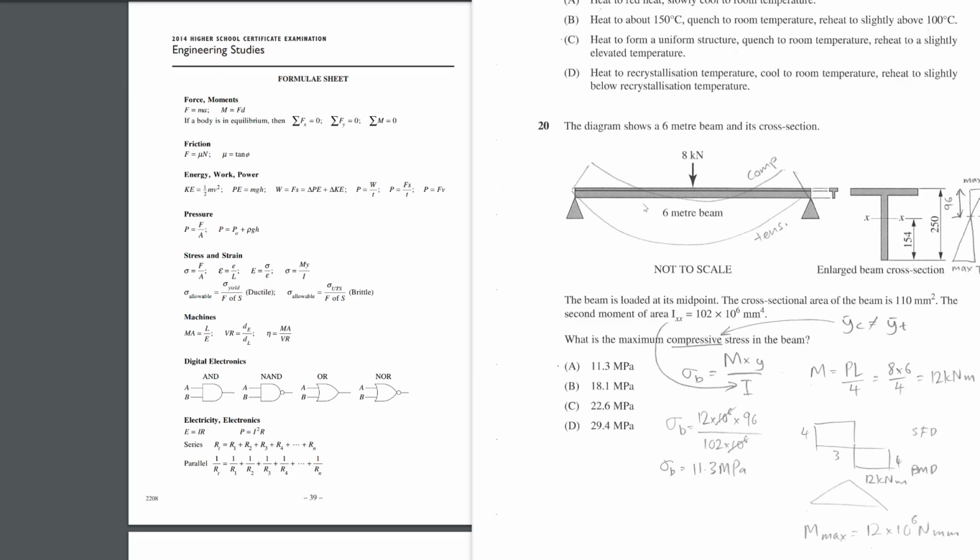First of all, this beam is going to bend in this smiley kind of fashion. That means that we're going to have compression on top and tension on the bottom. Why is that?